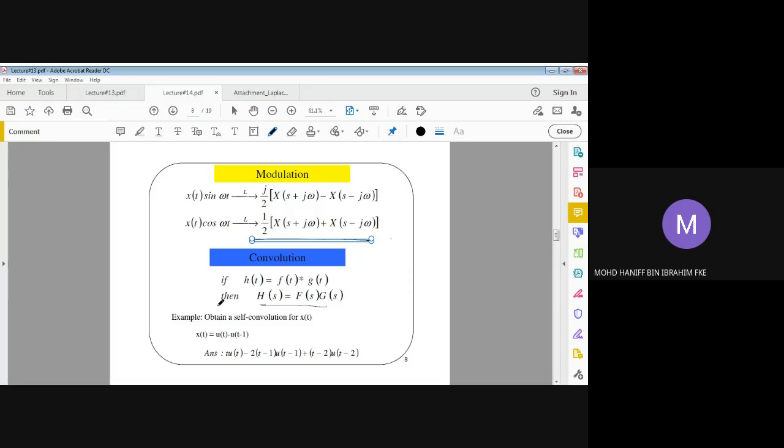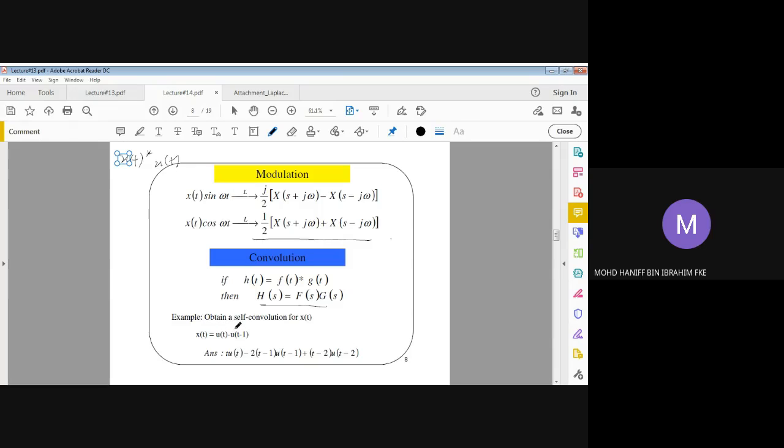We are given that x(t) is u(t) minus 1. The question is to find the self-convolution of x(t). That means we need to find x(t) convolved with x(t). That's what is meant by this question, to find the self-convolution. We know that x(t) is u(t) minus 1.